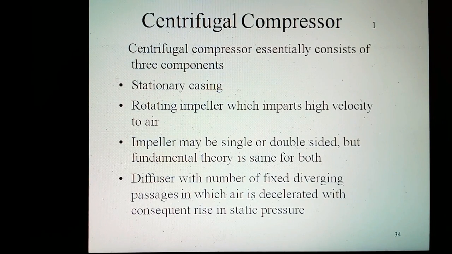The centrifugal compressor essentially consists of 3 components: The stationary casing. The rotating impeller, shown in the figure, which imparts a high velocity to the air. The impeller may be single or double-sided, but the fundamental theory is the same for both. The diffuser, consisting of a number of fixed diverging passages in which the air is decelerated with a consequent rise in static pressure.